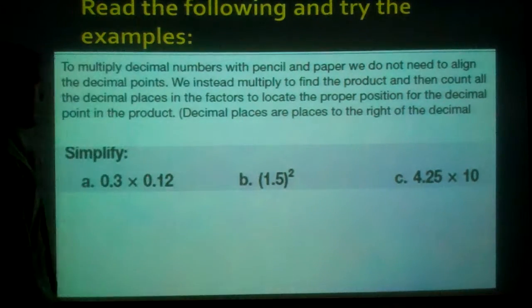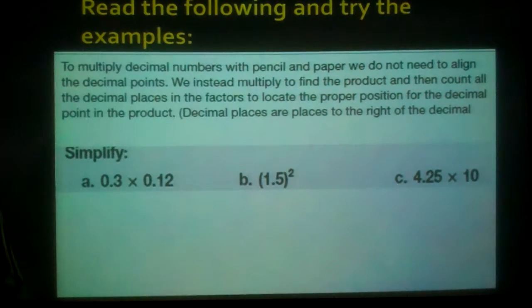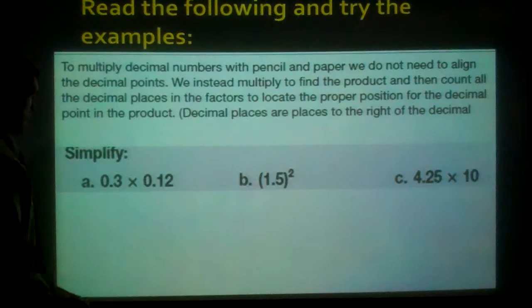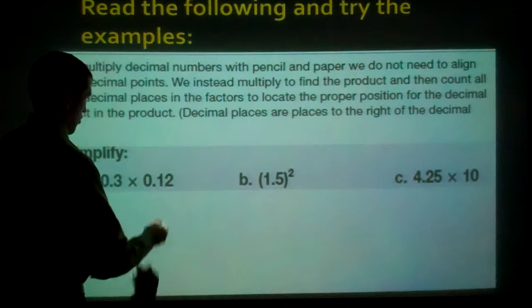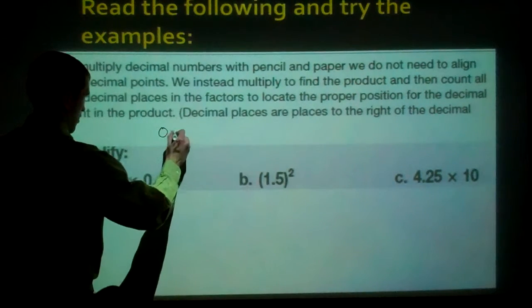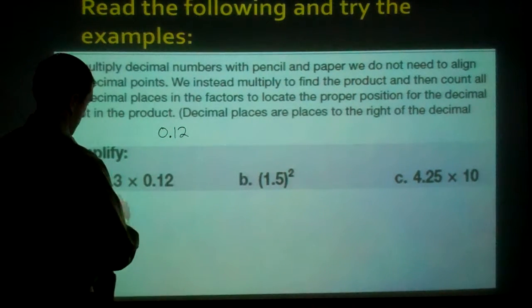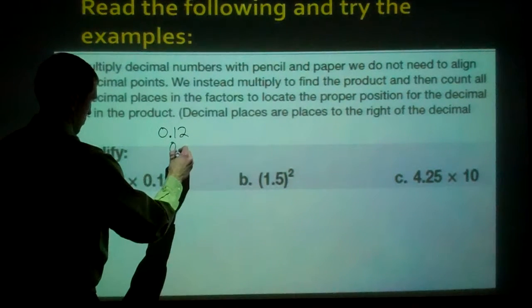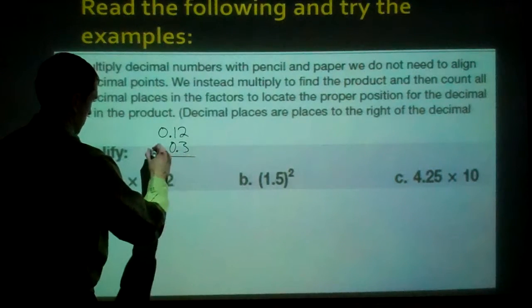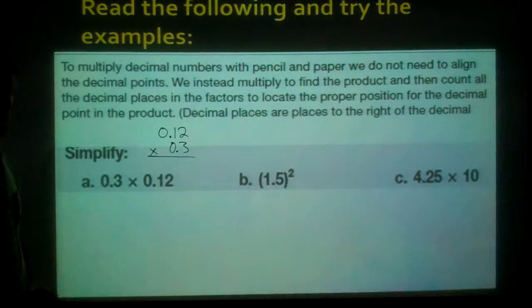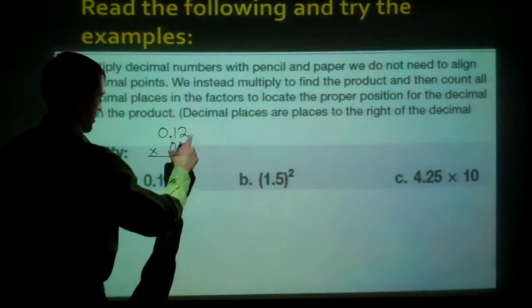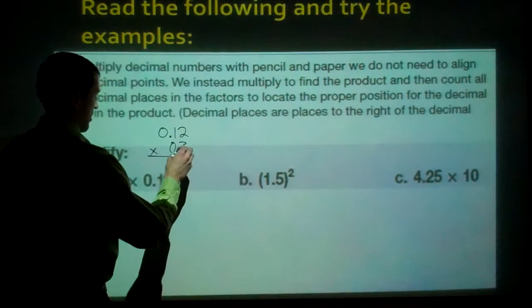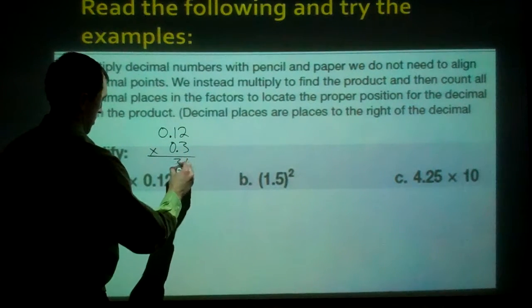Okay, so the best thing to do is actually go through some of these. So we're going to look at 8 here. And I'm going to do 0.12 times 0.3. Alright, so we're going to multiply it normally. 3 times 2 is 6, and 3 times 1 is 3.